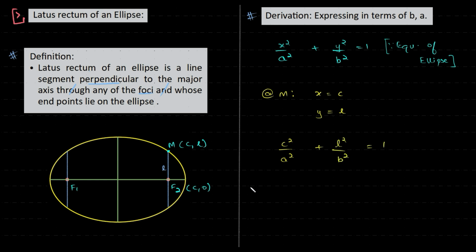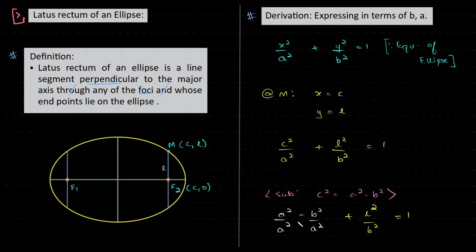Remember, we are trying to get an expression for L. But we know that c squared is nothing but a squared minus b squared. It's a simple expression. So we have a squared minus b squared, this entire expression divided by a squared. I don't want to waste steps, so I'll divide each of them using the distributive property by a squared. Then the remaining things remain the same, that is L squared by b squared is equal to 1. So please understand, c squared I'm writing this way and using the distributive property to write this.